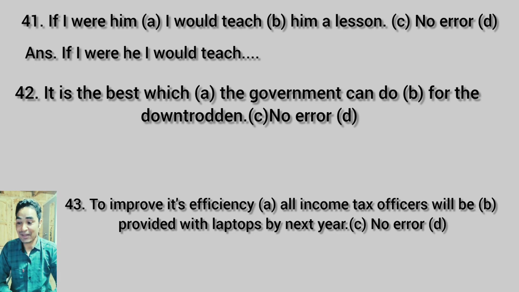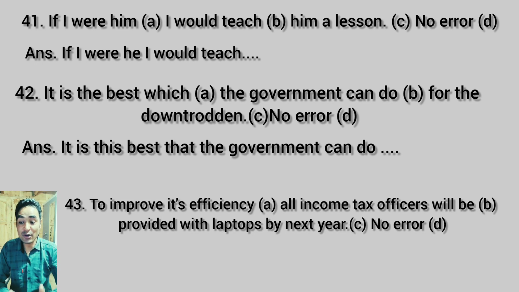Here the answer is, it is the best that the government can do for the downtrodden will be the correct answer. This is the best book which I have ever read. It's an incorrect sentence. We have to say, this is the best book that I have ever read. You are the best player that I have ever seen. You have to write that for superlative degree. I hope you have understood. Let's move on to the next question.